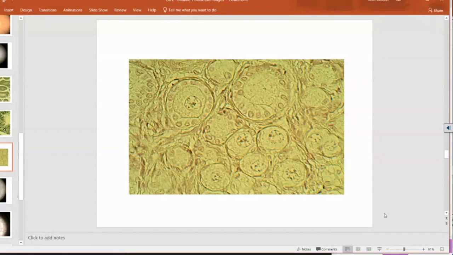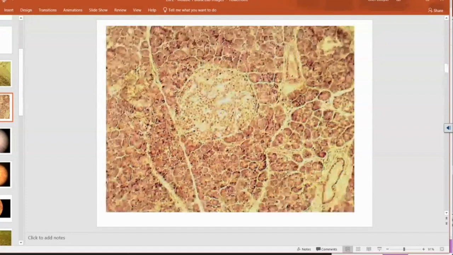What gland was this? Pancreas. Name any hormone that it produces. Insulin. I heard a glucagon. I'm so proud of you. Okay.